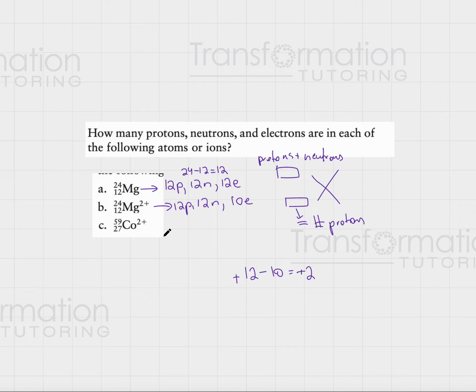Next, let's do this cobalt ion. Again, what is the number of protons? Simple. The bottom number is how many protons I have. What is the number of neutrons? 59 minus 27 is equal to 32. So I have 32 neutrons.